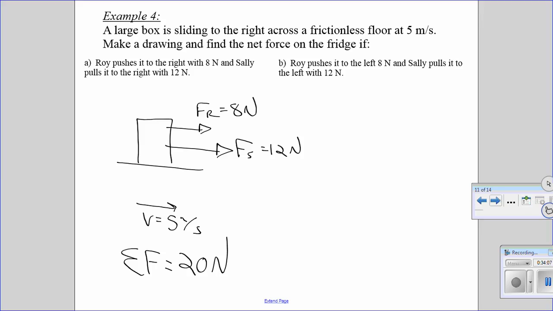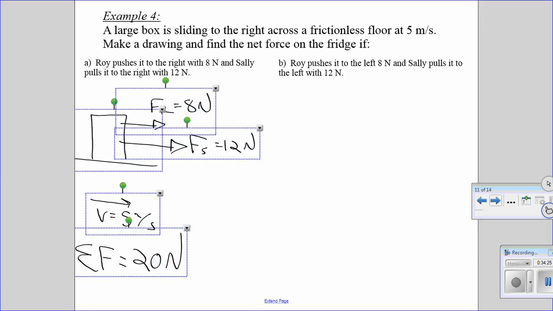Really good question. Do you have to add the 5 as well? No, because it's not a force, it's a velocity. Apples and oranges, right? You can't add 5 apples plus 3 oranges. It doesn't make sense. You can't add newtons and meters per second. Really glad you asked that. Everybody good?